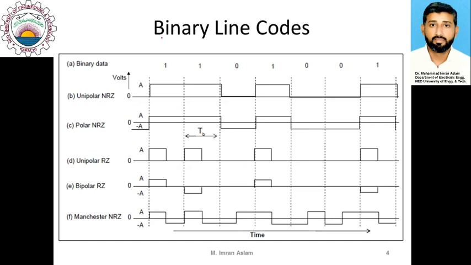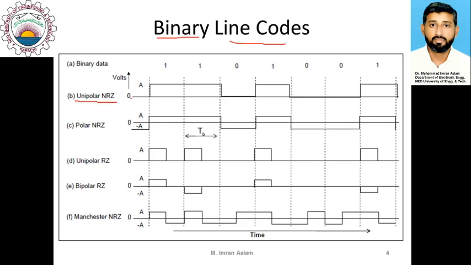We call them binary line codes, although there are numerous line codes which are used in practice, but here I am presenting only a few just as an example for line codes. First type of line code is unipolar NRZ. NRZ stands for non-return to zero.